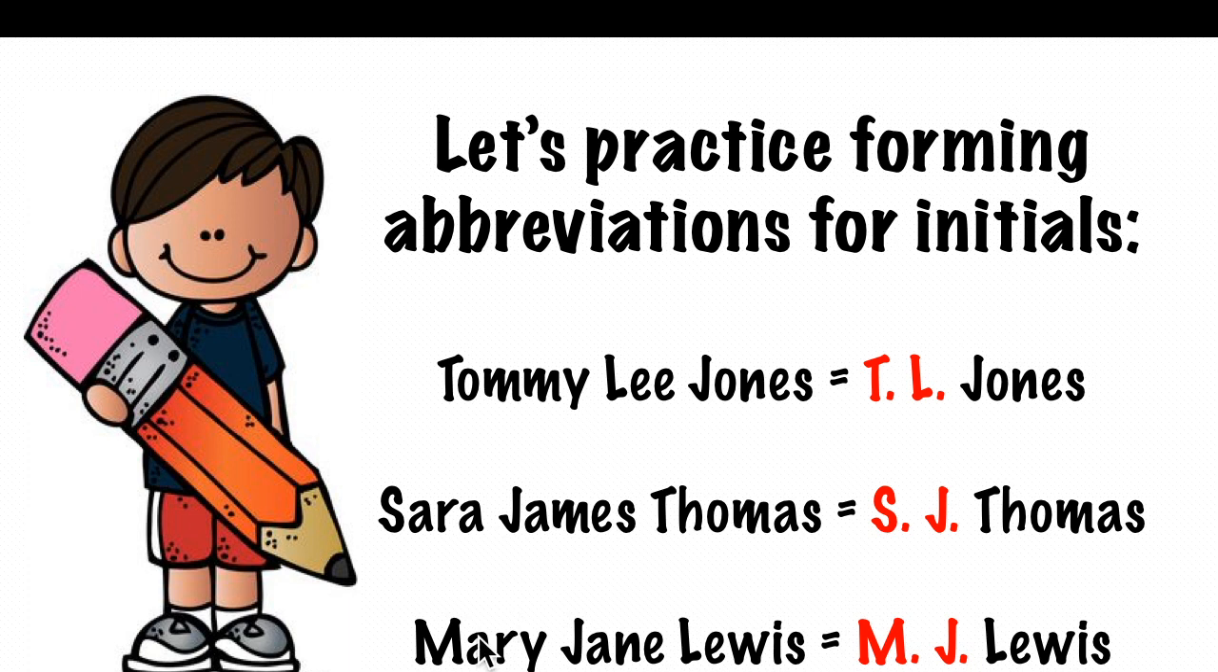And the last one, Mary Jane Lewis. We will copy Lewis because that's a family name. And Mary Jane, we will take initials. M, J. We will put periods after the initials. M.J. Lewis. This is how we form abbreviations of the people's names' initials.